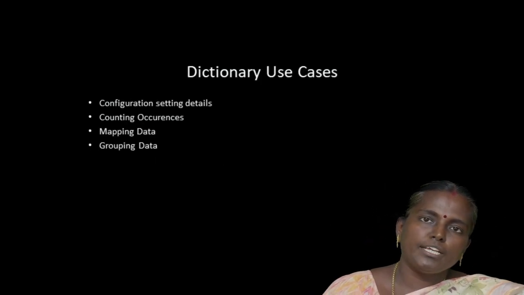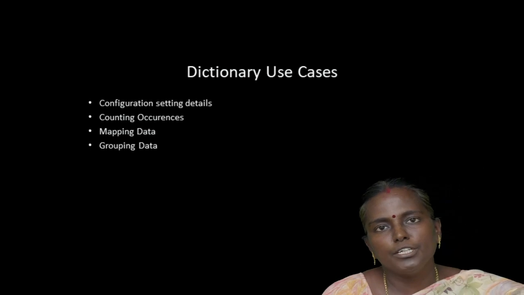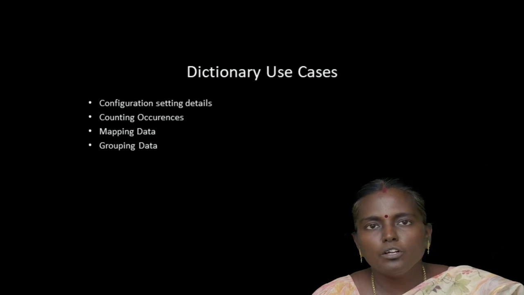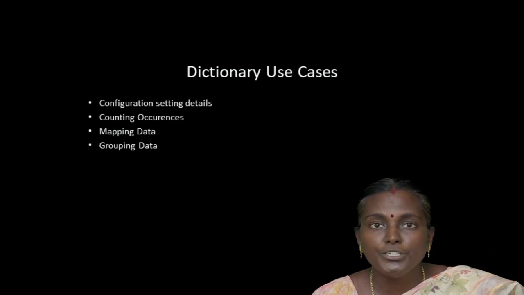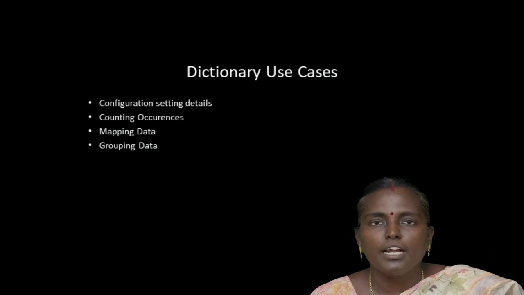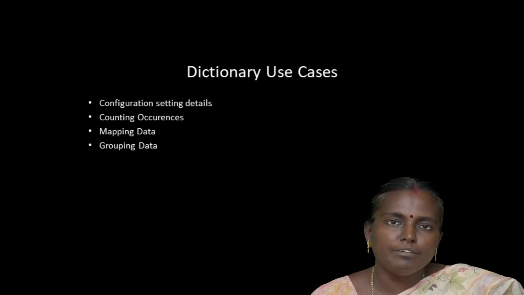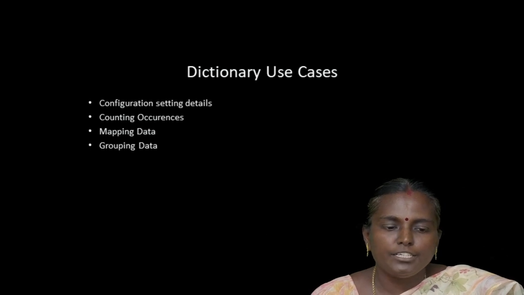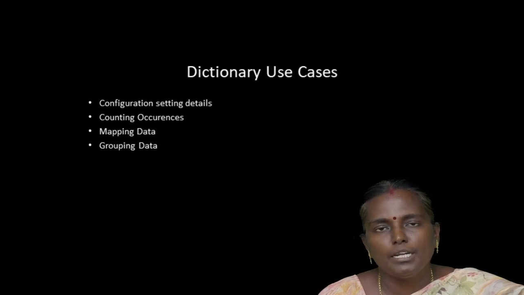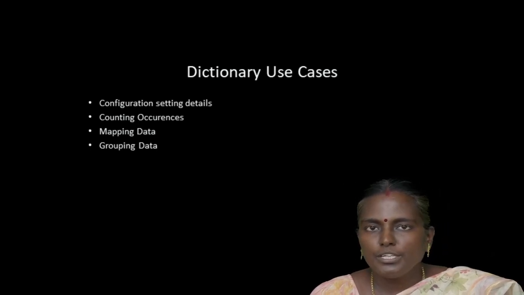So what are the use cases? Where do we use these types of dictionaries? We can use a dictionary for configuration settings. What are configuration settings? If I want to set some initial value to some variable, I can do this with the help of a dictionary. I can count occurrences. For example, if I am given a sentence, I can find the occurrence of a particular character, that is the frequency, and place it in a dictionary. These things can be done in a very simple and easy way in a dictionary. So mapping, grouping, counting, all of these can be done easily with the help of dictionaries. So these are the use cases of dictionaries.